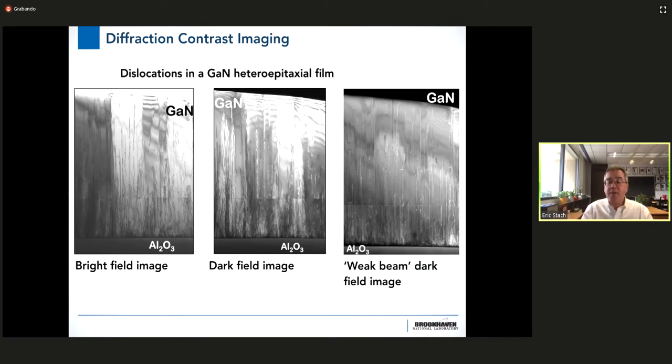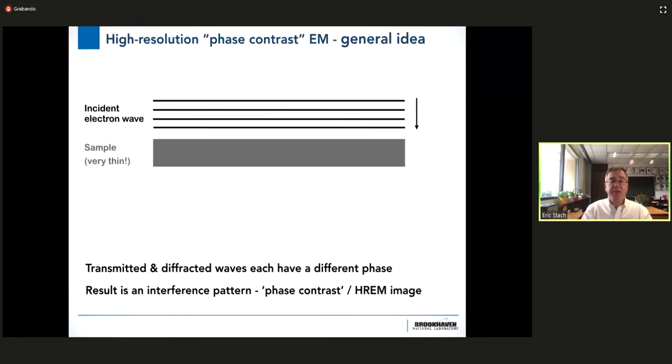Okay, so next I want to talk about two modes by which we do atomic resolution imaging, and then we'll take a pause and a little bit of a break. We have two ways that we do atomic resolution in the TEM. The first of them is called phase contrast, and I'm just going to give you a general idea of how this works. The idea behind phase contrast high resolution TEM is that we have our sample, and it's very thin.